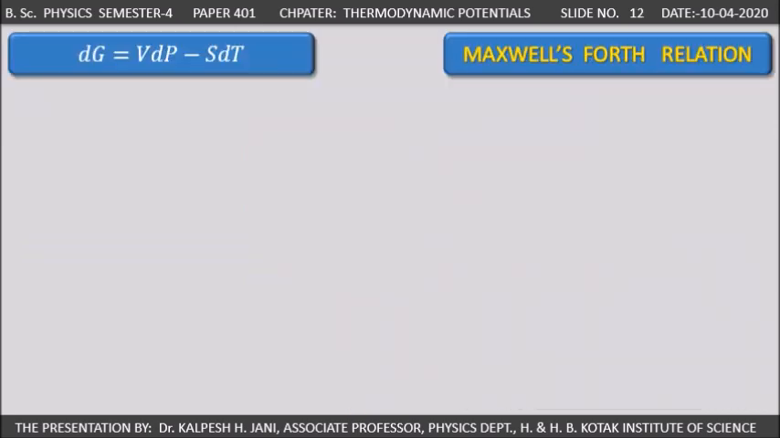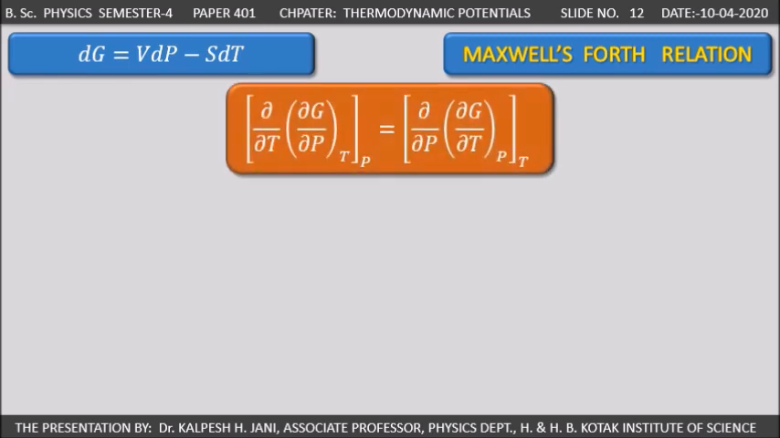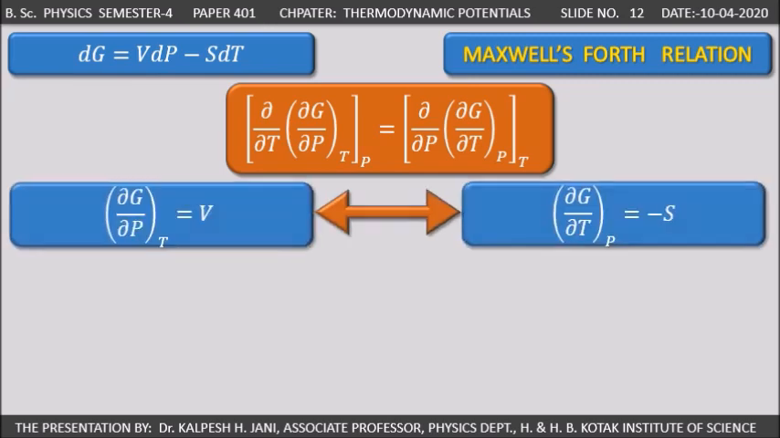So here we have the equation dG is equal to VdP minus SdT. G is a function of pressure and temperature, and we have to take the second order partial differentiation of G with respect to P and T, and then we have to equate them. So let us first take the first order differentiation of G.